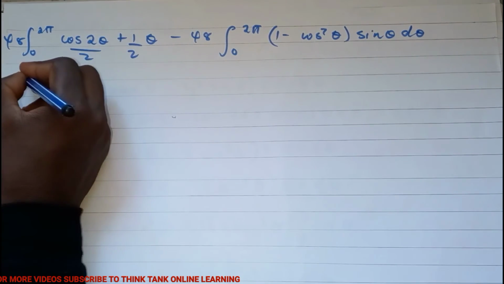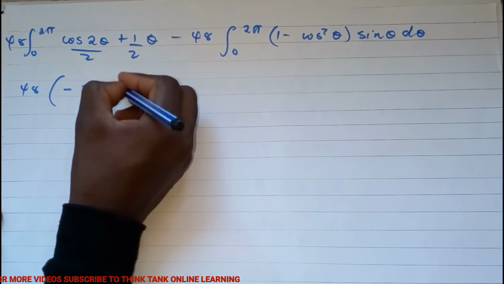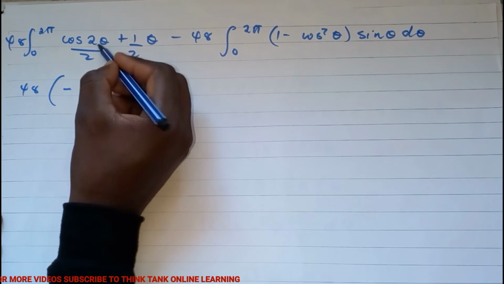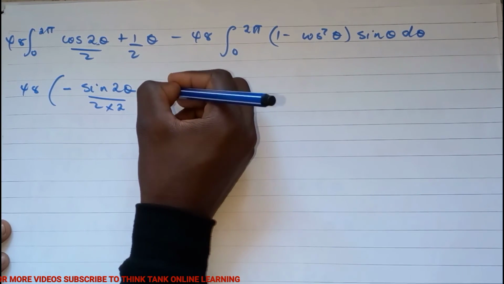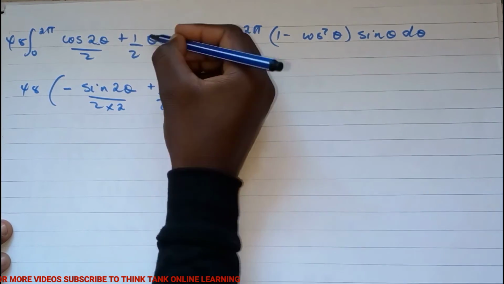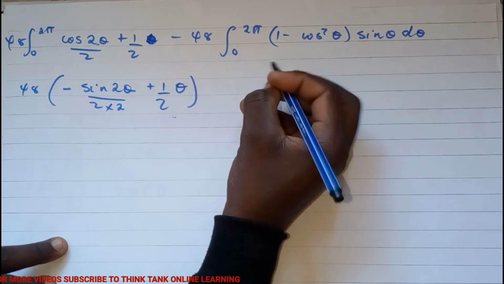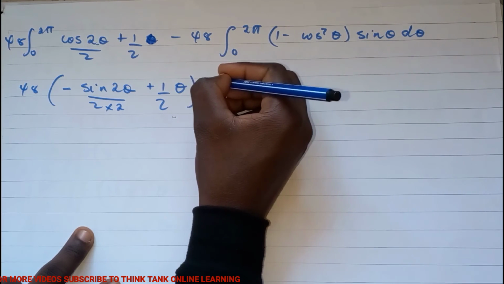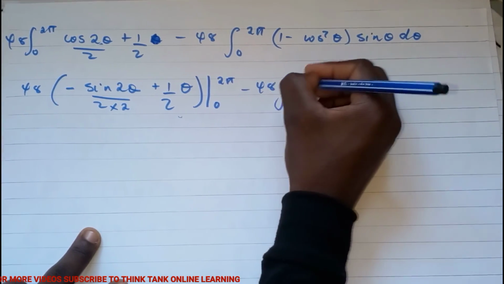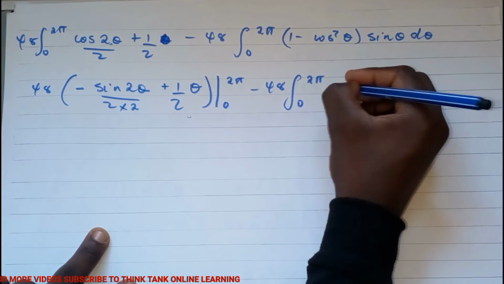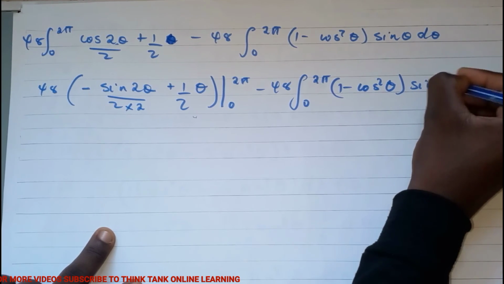Okay, and now let's integrate with respect to theta here. If we integrate with respect to theta, we're going to get 48 times negative sine 2 theta over 2, but we have to multiply by the derivative of the angle, which is 2, plus 1/2 theta. Okay, I'm sorry, the d theta should not be there. Minus, we have to put our limits, okay, from 0 to 2 pi, minus 48 integral from 0 to 2 pi. I'm not going to expand here, I'm going to leave it like t is cos theta, sine theta d theta.